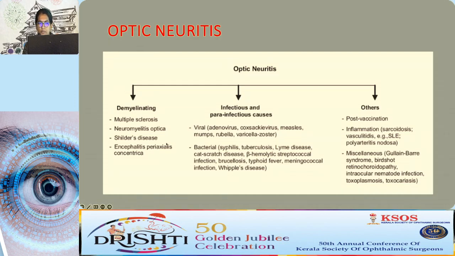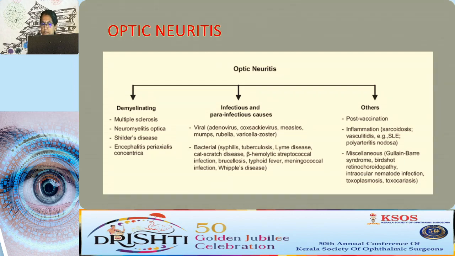Lately, new antibodies are also being investigated, especially in Devic's disease, NMO-associated optic neuritis. Infectious and para-infectious causes, such as virus, adenovirus, Coxsackie, measles, mumps, rubella, varicella, can all produce optic neuritis. Bacterial causes like tuberculosis, syphilis, Lyme, cat scratch, and streptococci can also cause optic neuritis. People do come with post-vaccination optic neuritis.